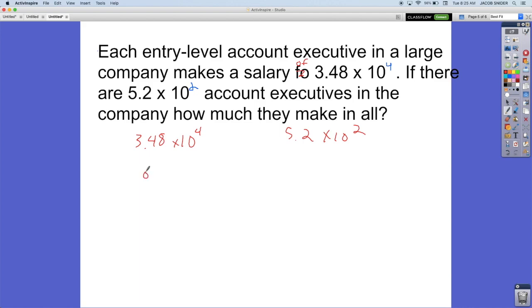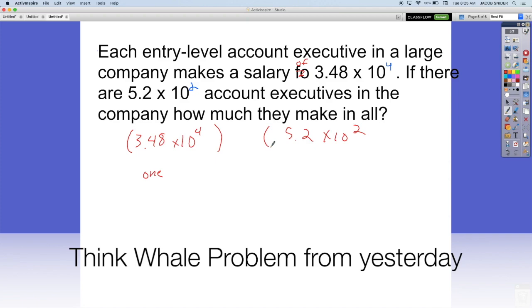So this is what one makes. This is how many people they are. What I'm looking for is the total. Okay? Now, to figure that out, I could do addition. I know we talked about total yesterday. So I would take this 3.48 times that and add it to these however many times, 5.2 times 10 to the second, which I don't want to do. That's a whole lot of work. So instead of doing repeated addition, we're going to multiply here.